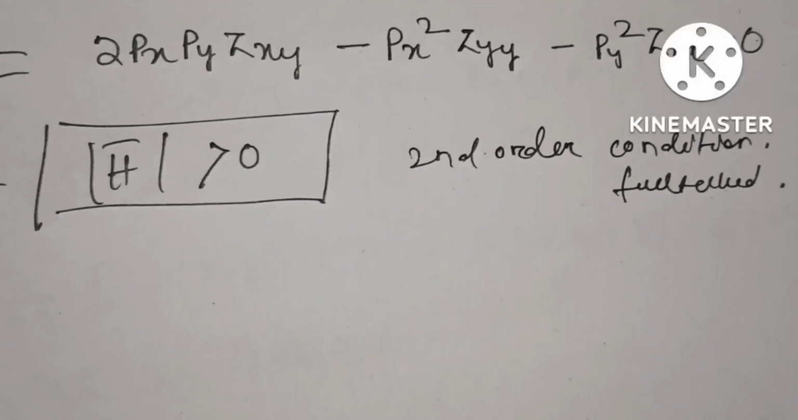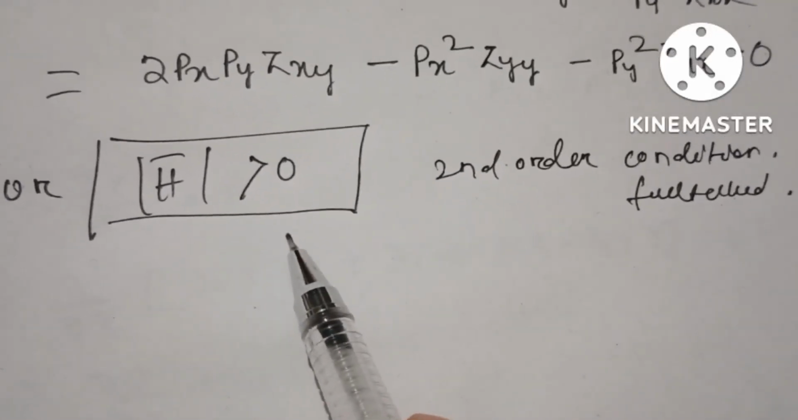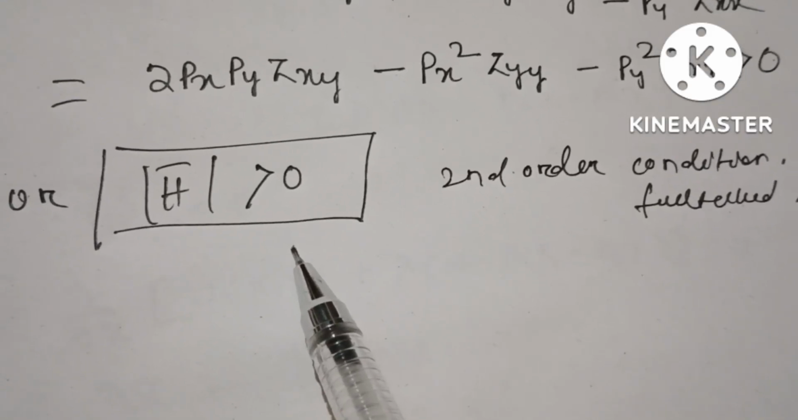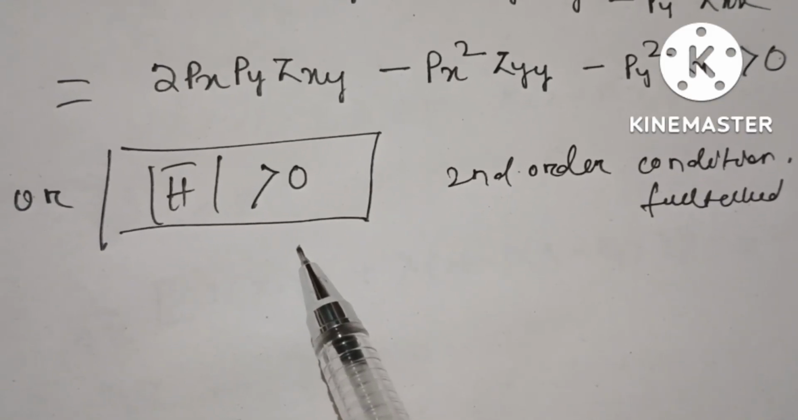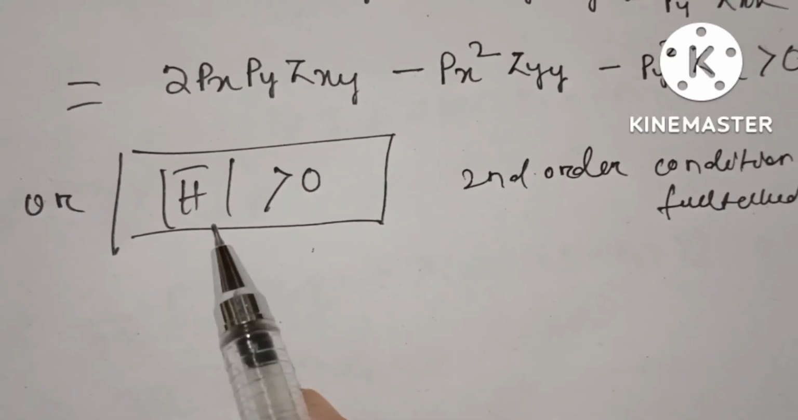So utility is maximized where the first order condition is satisfied, that is, the slope of the IC is equal to the slope of the budget line, and the second order condition is satisfied, that is, the determinant of the bordered Hessian is greater than 0.